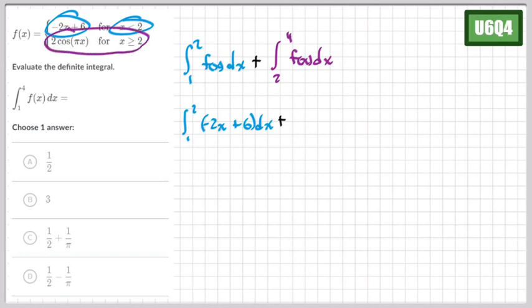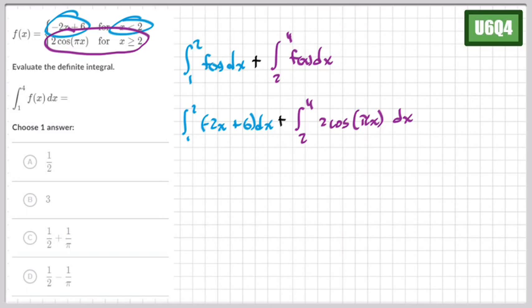So we're going to have to put 2 cosine. Oops, I forgot my integral sign. We have from 2 to 4 of 2 cosine pi x dx. Okay, first let's do the easy one. Let's do the linear function, the polynomial right here.